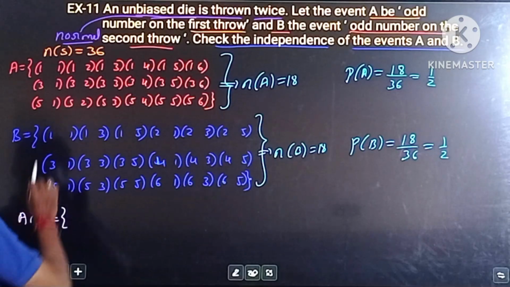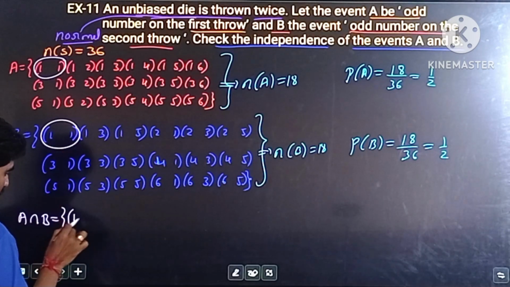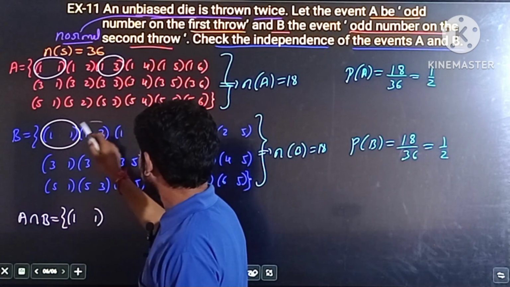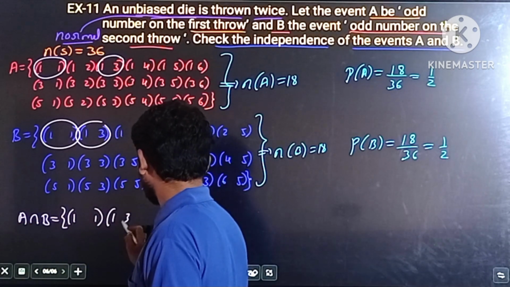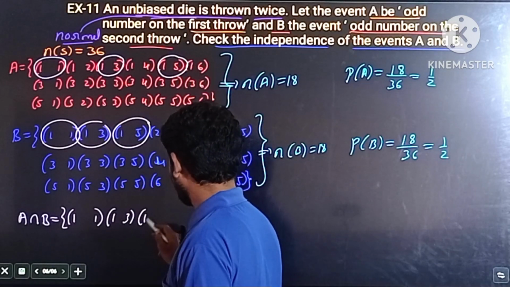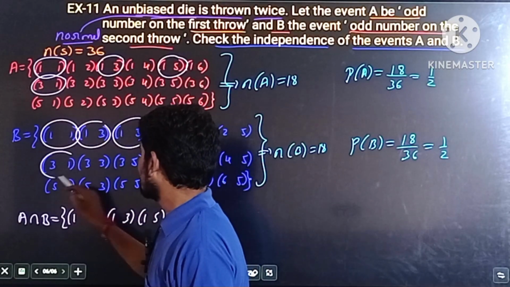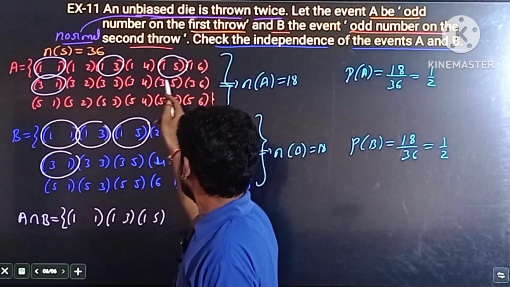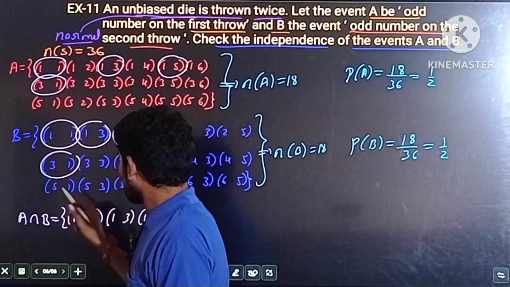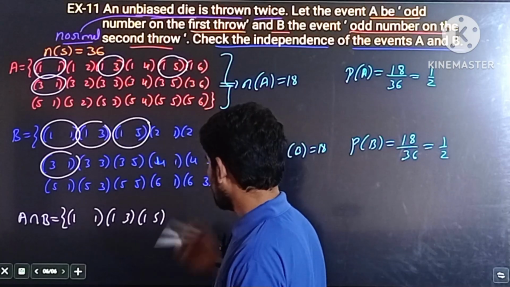So here the common outcomes are: first one is 1, 1. And then 1, 3. And then 1, 5. And then 3, 1. And then 3, 3. And then 3, 5. And then 5, 1. And then 5, 3. And then 5, 5. These are the only outcomes.